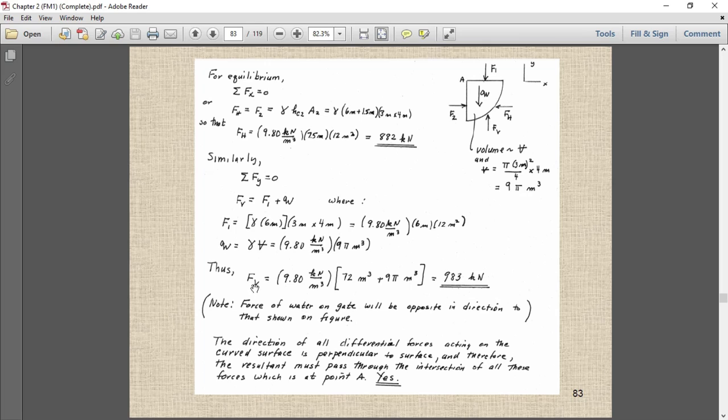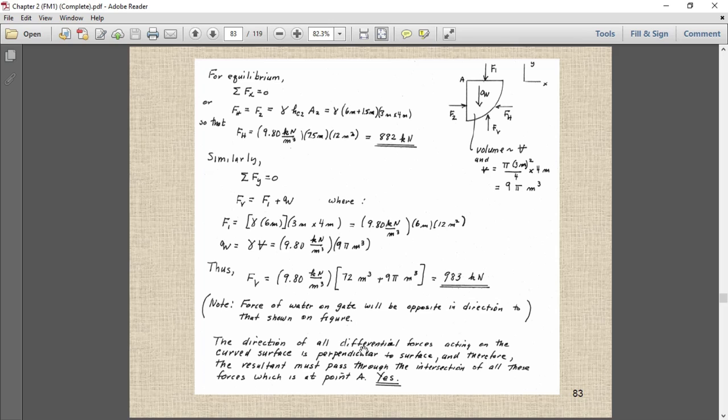So this way I calculated the F1 and W, and when I add those values here in FV, FV is going to be equal to 983 kilonewton. Okay, so now if I add FV and F1, I will get the net resultant force.